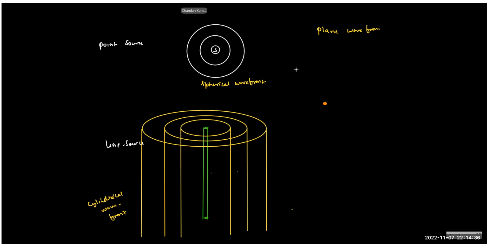And how far is the Earth from the sun? One astronomical unit. How much is 1 astronomical unit, guys? It is 150 million kilometers. Yeah, it is 1.5 into 10 to the power 11 meters. And it's very easy to remember. This is called 1 astronomical unit. This is the sun. This is the Earth.